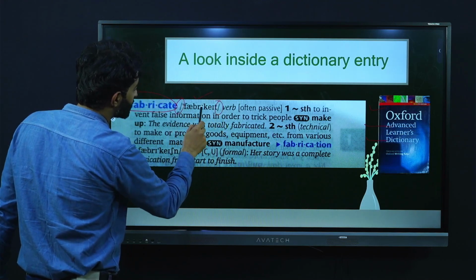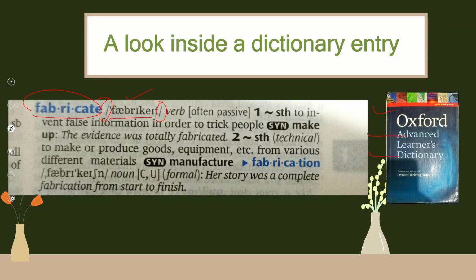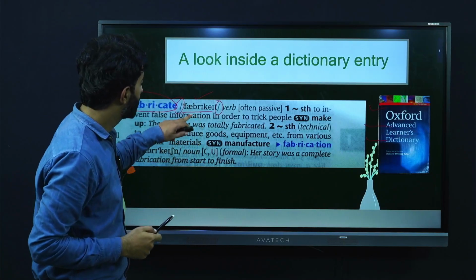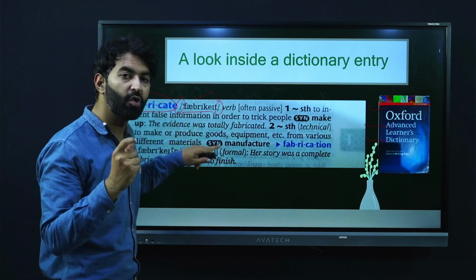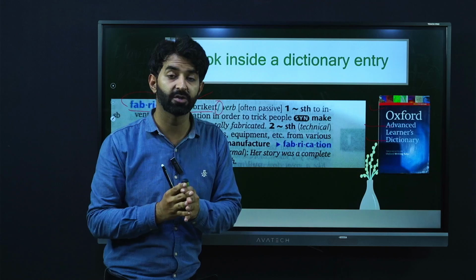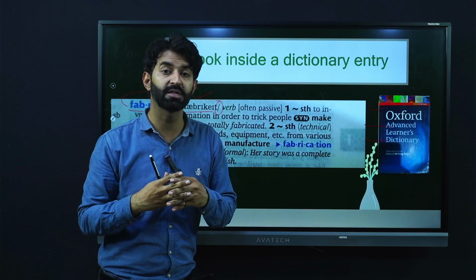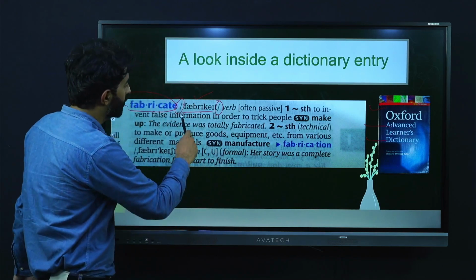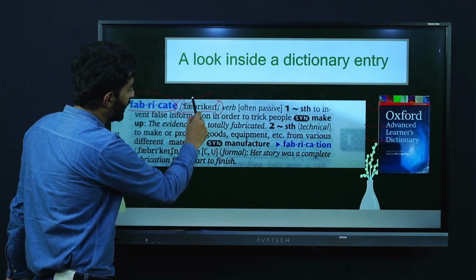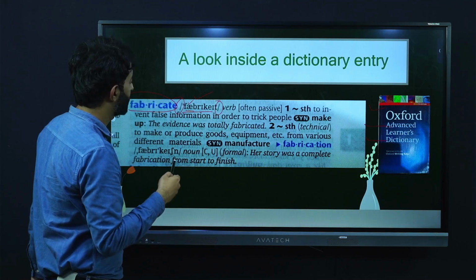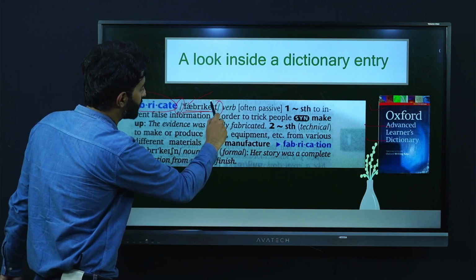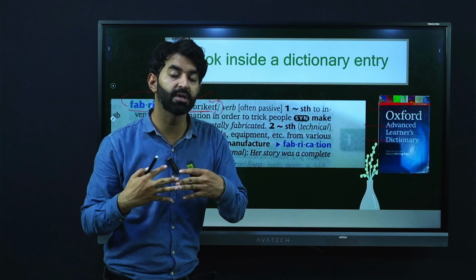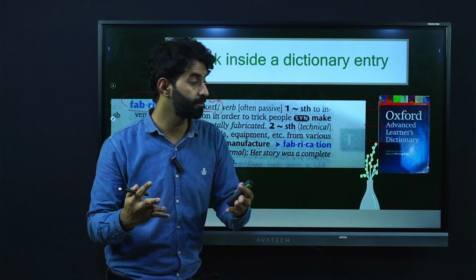Now this is enclosed in slashes. This part is your pronunciation key. Now, how can we read this? We need to have a little knowledge of the international phonetic alphabet and the symbols so that we can read these pronunciation keys easily. Fabricate. AE combined gives the sound of a, bricate. So this is how, when you read this pronunciation key, the correct pronunciation comes out.